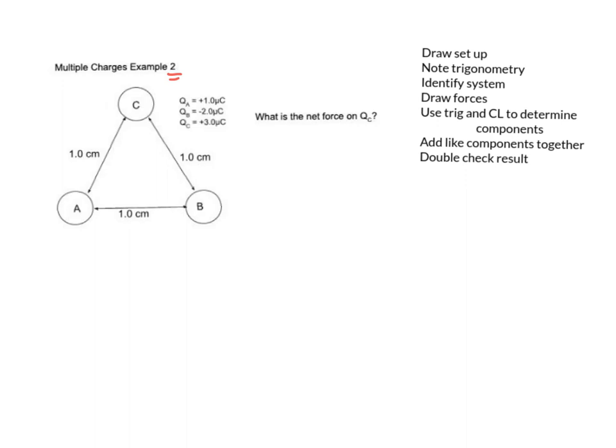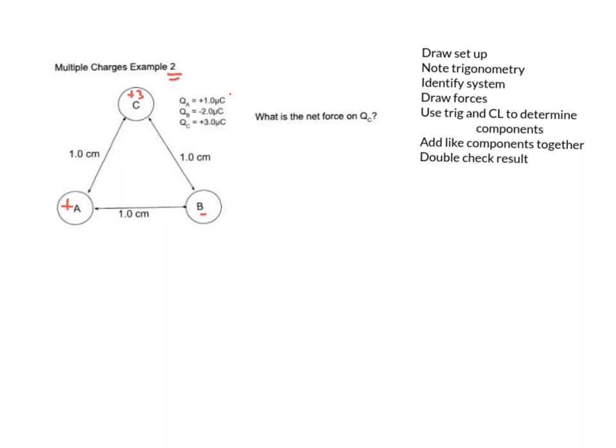Here we are on example 2 from the Coulomb's law section. We have the same 3 charges as the previous problem. 1 microcoulomb for A, it's positive. A negative 2 microcoulombs for B. Positive 3 microcoulombs for C. All right.